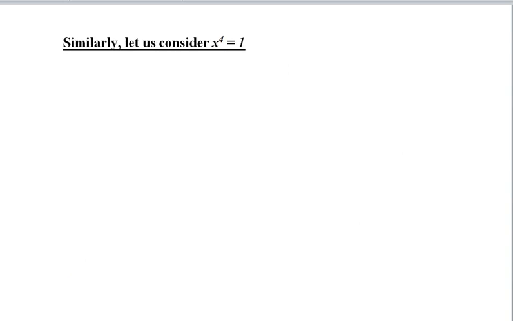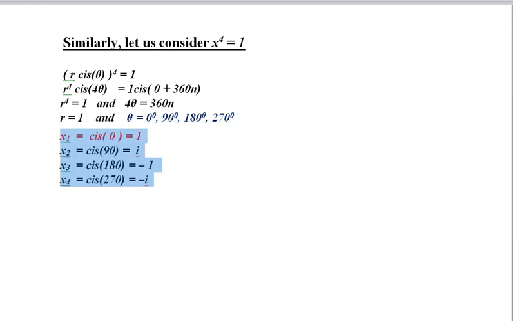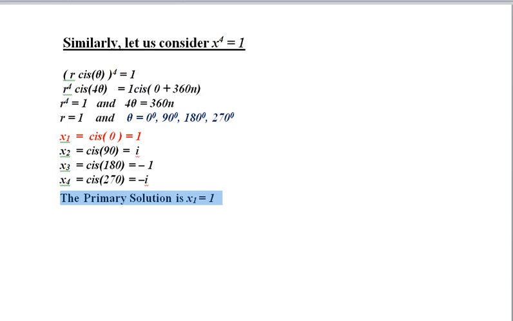Similarly, let's consider x to the 4 equals 1 and solve this by de Moivre's theorem too. This is the normal setting out, and of course we get 4 solutions, and these are the 4 solutions. The primary solution is x1 equals 1, and so the fourth root of 1 equals 1.